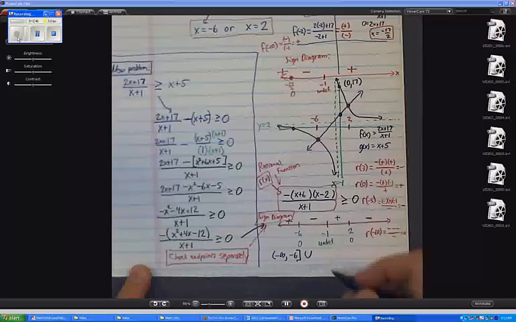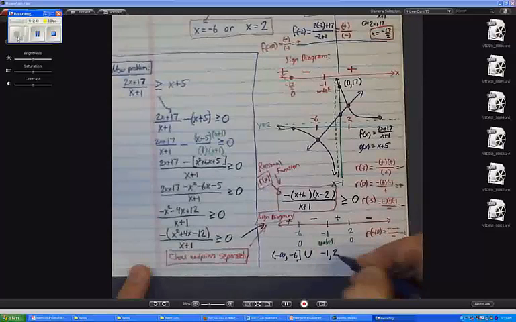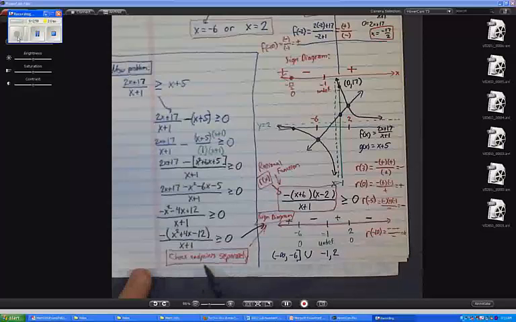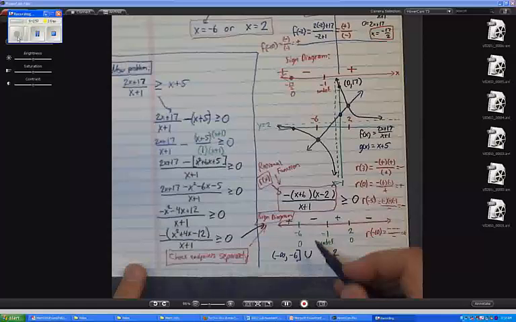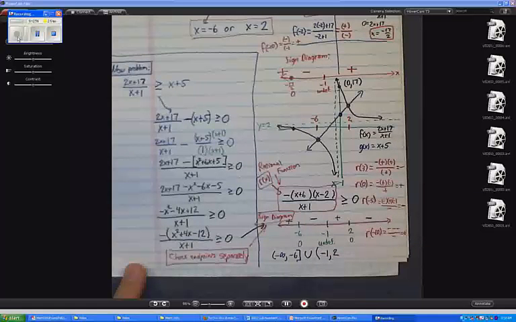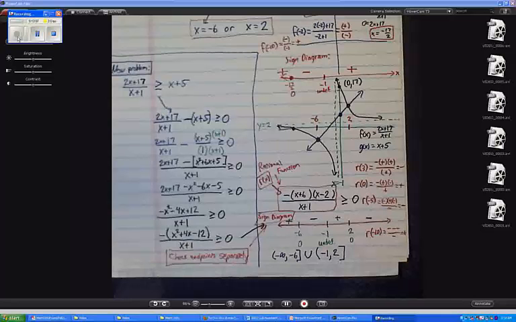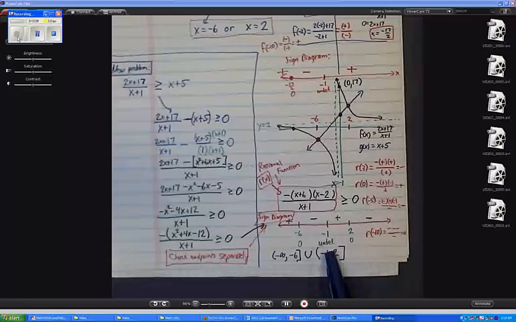From negative 1 to 2. But remember I said we have to check the endpoints separately. Do I want to include negative 1? Why not? It's undefined there, so let's put an open interval there. Do I want to include 2? Yes. How do I know that it's undefined at negative 1? Well, it would make a 0 in the denominator. What's that?